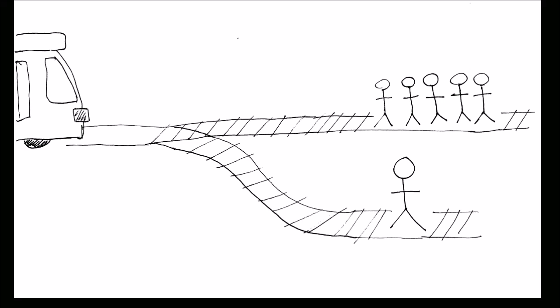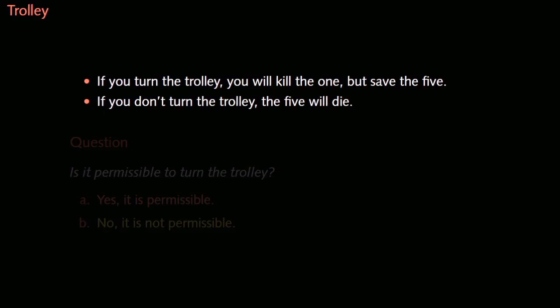There is something you could do. You could operate a switch which is going to divert the trolley down the right-hand track. If that happens, however, there is one person on the right-hand track who will certainly be killed as a result. Any questions about the setup? Pretty straightforward. So here are your two choices. If you turn the trolley, you will kill one person but save the 5. And if you don't turn the trolley, the 5 people on the left-hand track will die.